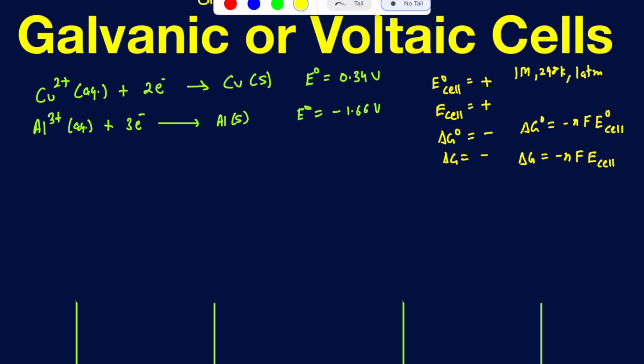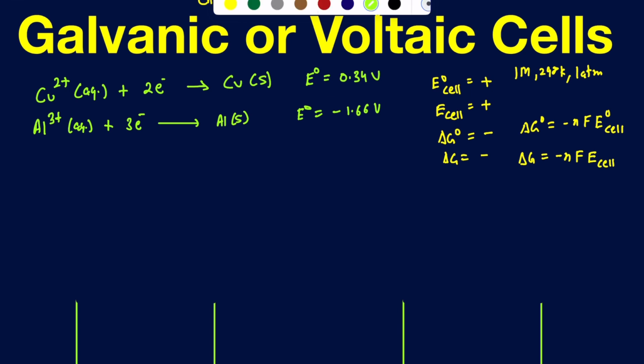Whoever has a higher reduction potential value would like to undergo reduction. And whoever has a lower reduction potential value would like to undergo oxidation. That's how you want to memorize it. And this is going to be true whenever you're trying to create a galvanic cell, or you can say a spontaneous cell. In this particular case, I can see copper having 0.34 volts of standard reduction potential, whereas aluminum has a value of negative 1.66 volts.